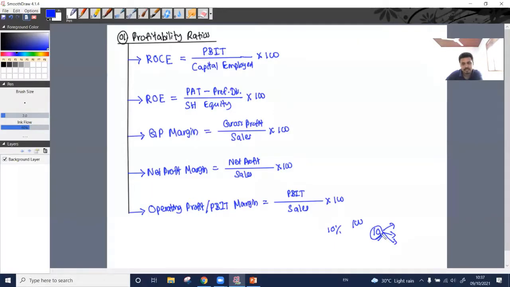It is the idea of operating profit margin, or we call PBIT margin. Right. So these are the main or key profitability ratios. Right? Key profitability ratios.